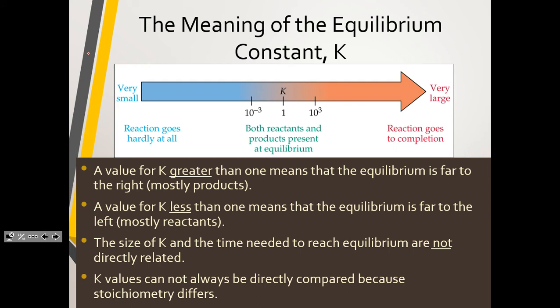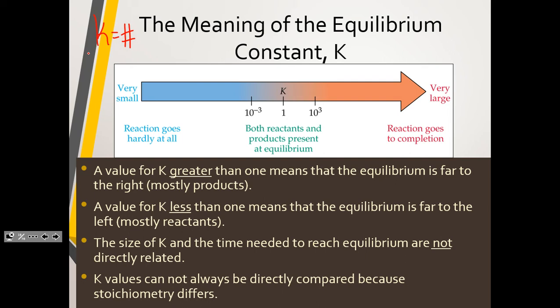So what does K mean? We solve for K, we get a number, but what does that number actually mean? A value of K that's greater than 1 means that equilibrium is far to the right, so mostly products have been formed. A value of K that's less than 1 means that equilibrium is far to the left, which means we have mostly reactants at equilibrium.